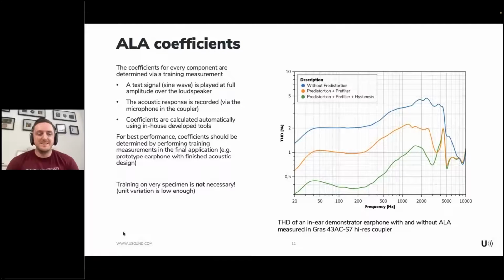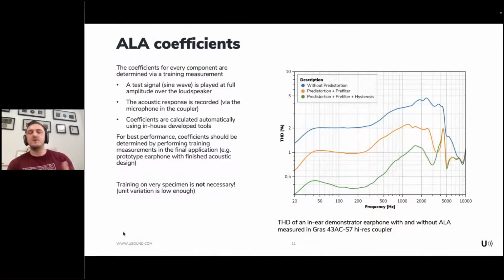Now, for best performance, ideally, those coefficients should be determined by performing those training measurements inside the final application, meaning by measuring the actual earphone containing those MEMS loudspeakers. This would achieve the highest amount of reduction, which is what we can show here in those graphs. But it is generally possible to provide just a set of coefficients for the loudspeaker model and not train it on the actual earphone. Now, again, for the best performance, we should perform training measurements of the final earphone. It doesn't need to be the mass product, but a prototype earphone where the acoustic design is finished, and perform the training measurements on this.